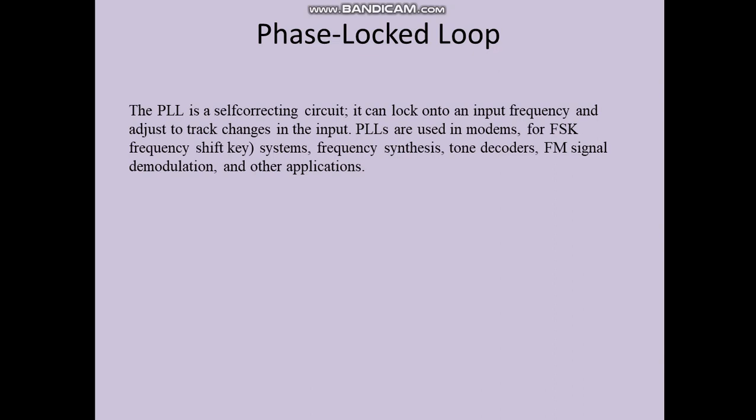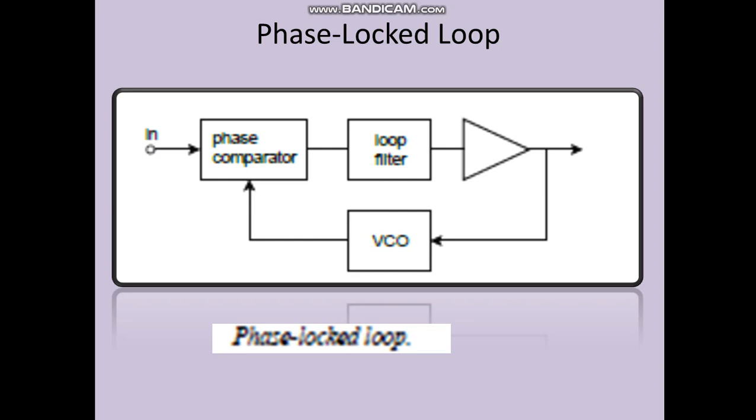The PLL, which is the phase locked loop, is a self-correcting circuit. It can lock onto an input frequency and adjust to track changes in the input. PLLs are used in modems for FSK systems, frequency synthesis, tone decoders, FM signal demodulation and other applications.